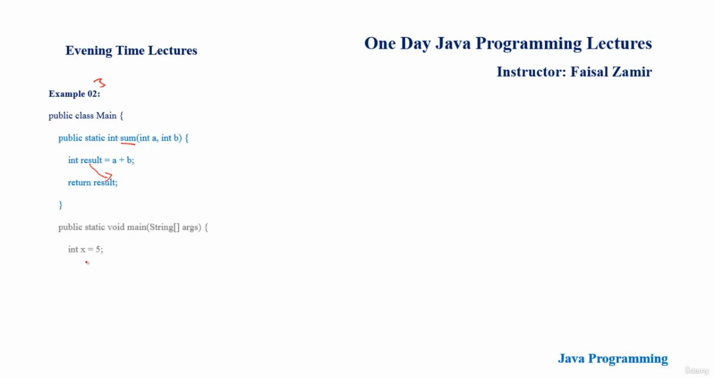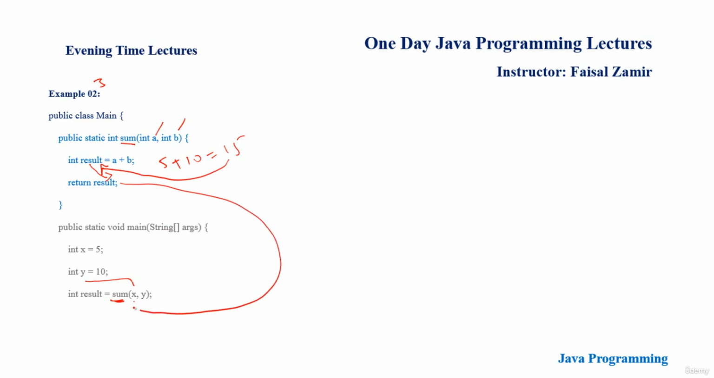Inside the main function, I set the x value and y value, and then call the function sum, sending the x and y values. The x value will be stored in a, and the y value in b. It means 5 plus 10, and the answer is 15, which will be stored in result, and we will return that result to the function calling point.